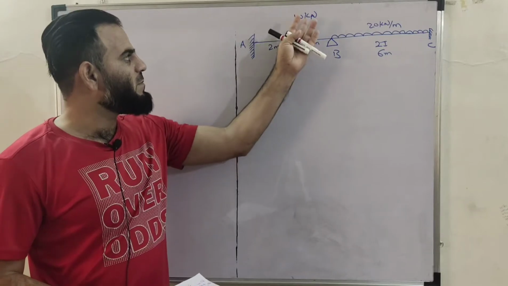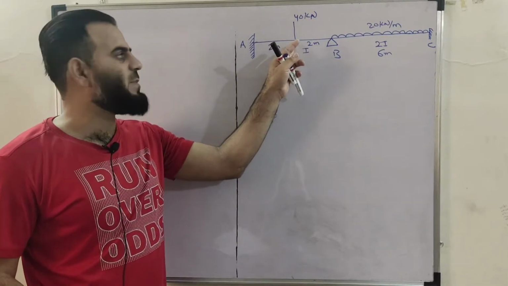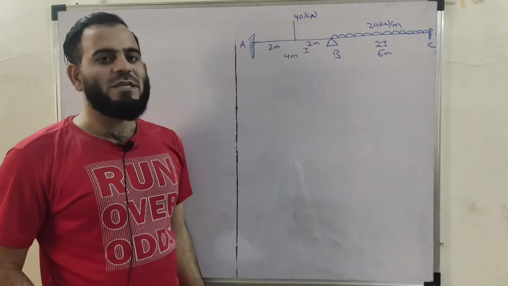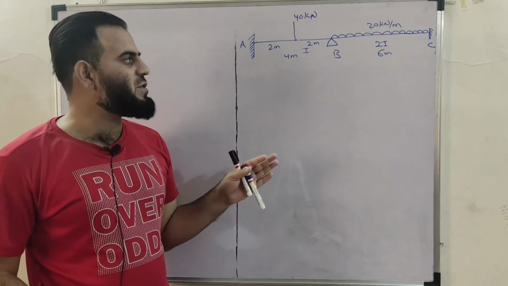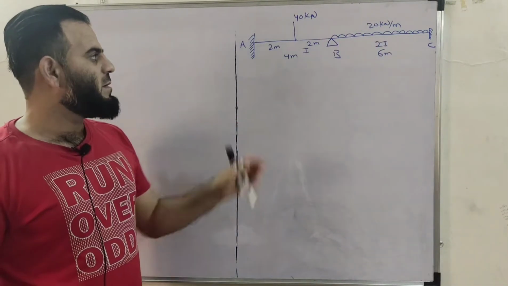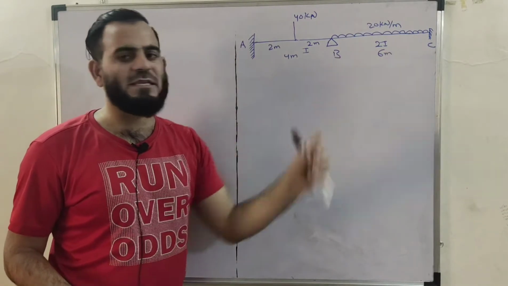Span AB has a load of 40 kilonewton applied at the mid span. A 20 kilonewton per meter UDL, uniformly distributed load, is applied on span BC of the beam. The total length of AB is 4 meter, and BC is 6 meter.